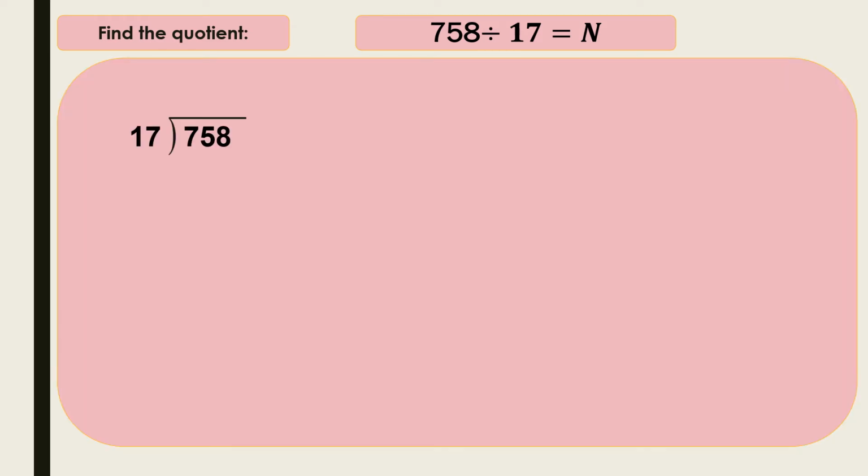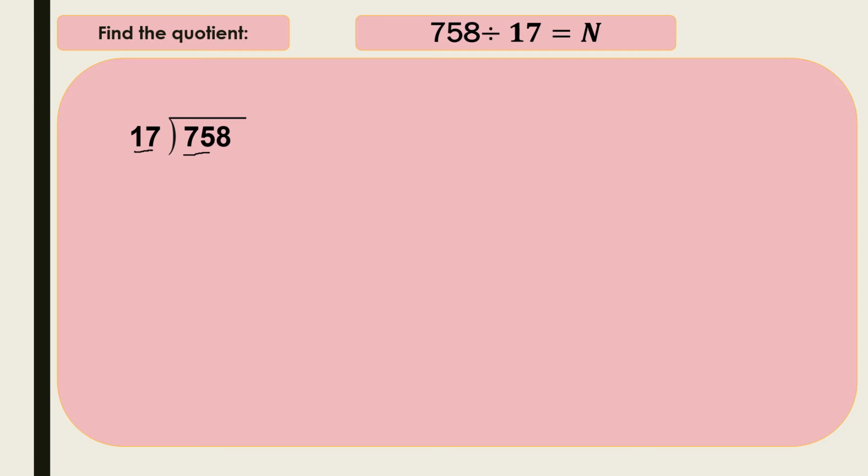Next example. Sample number 2. Find the quotient: 758 divided by 17 equals n. So how do we do this? First, we need to check what number we need to divide. So 17 divided into 75, because there is a two-digit divisor and we must start first with a two-digit dividend.